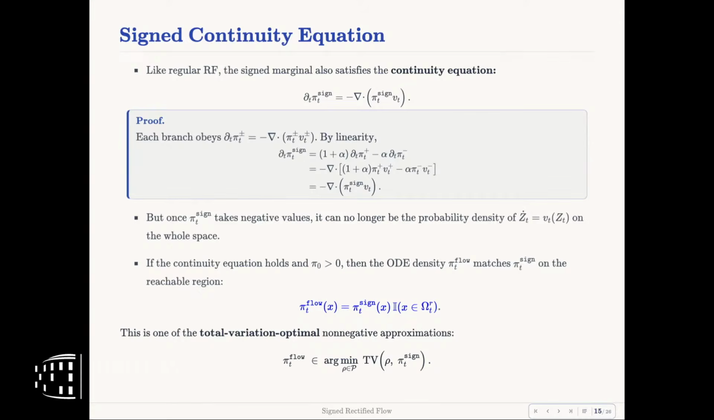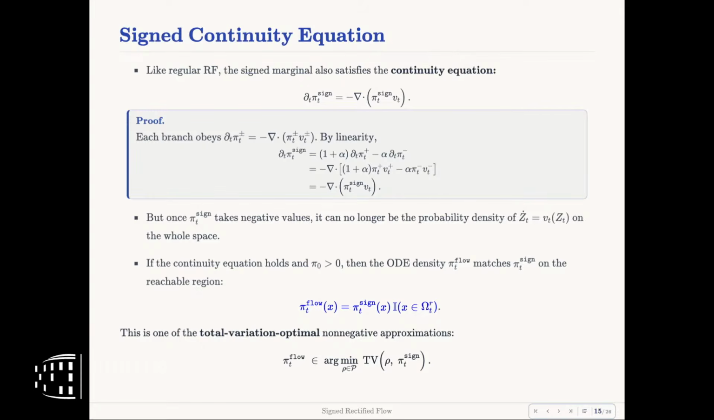And as it turns out, the way to generalize the results of the continuity equation for ODEs is exactly that, in the case of a signed solution, the ODE that you derive from the velocity field has to satisfy the same density but restricted on the domain. So it's a simple modification of the continuity equation, right?